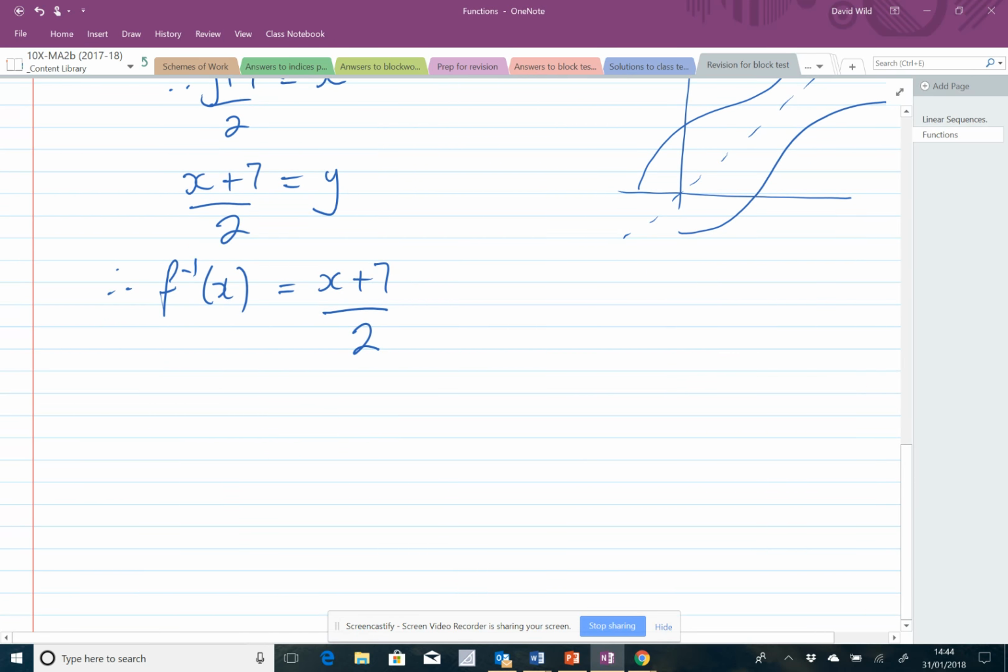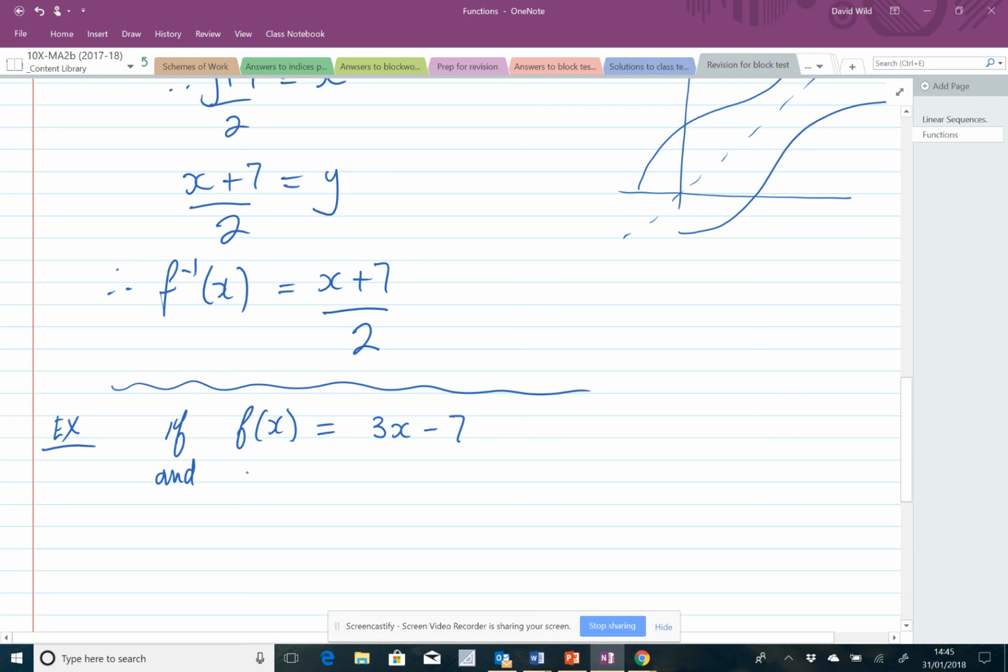Let's now do another example with functions. If the function f is defined so that f takes in an input x and produces 3x minus 7, and we've got a different function, let's call it g, and its job is to take an input x and produce, let's say, x over 4.